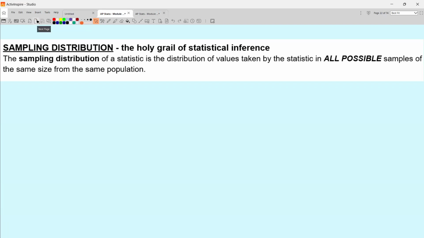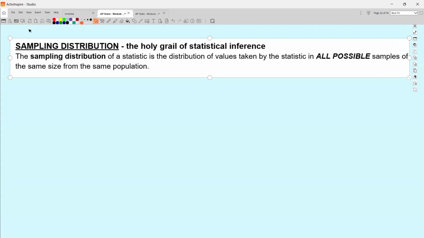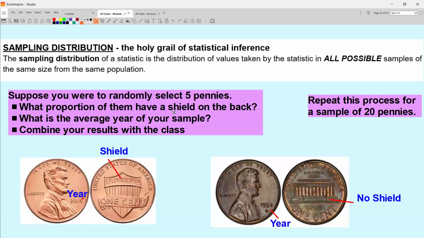So we're going to create what's called a sampling distribution, basically putting all of our possible samples together in a plot to make some sort of inference out of it. So for example, and we'll do this in class, you may be asked to simulate what percentage of pennies have a shield on the back. You'll notice a lot of newer pennies might have a shield on the back, whereas some older pennies might have the traditional Lincoln Memorial on the back.